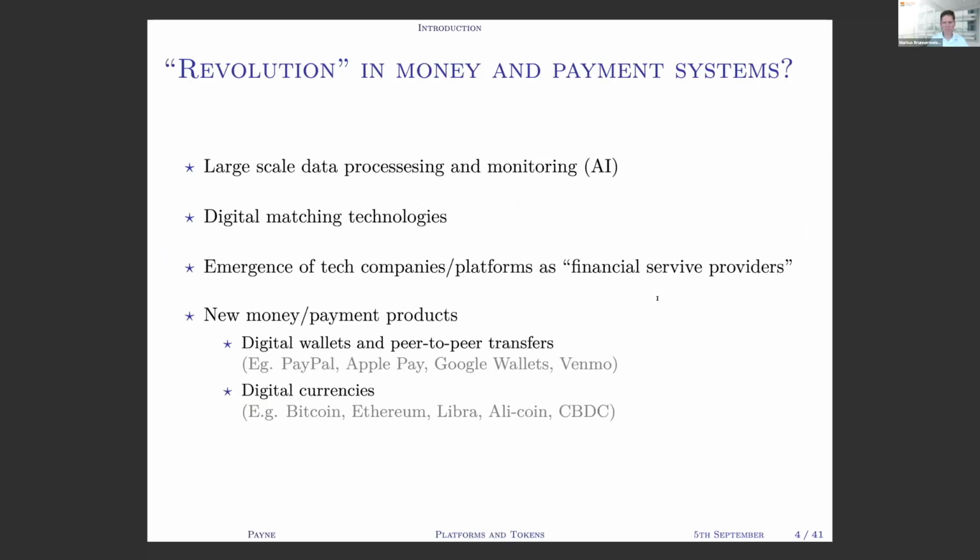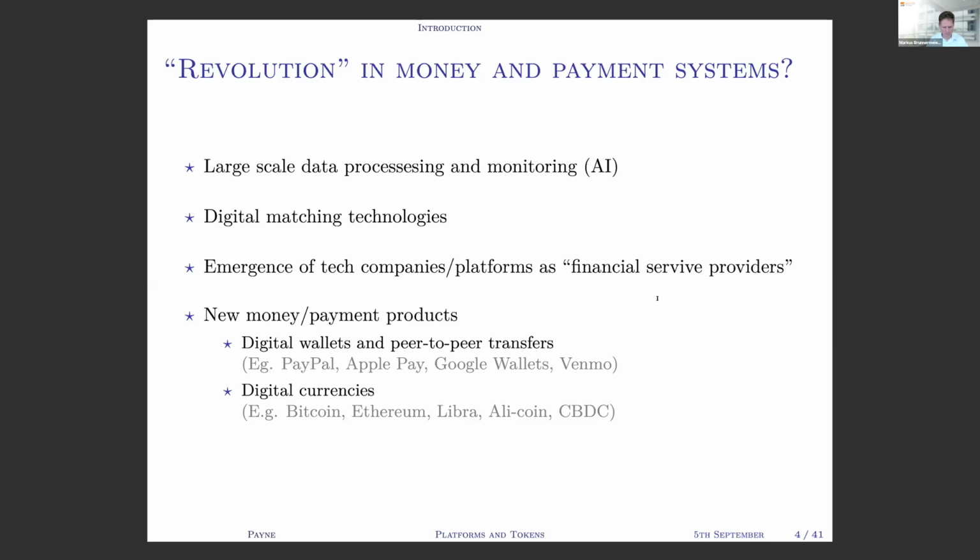I think it probably doesn't need too much introduction that there's been a lot of recent discussion about the possibility of digital currencies. In fact, now that I've started working on it, it's hard to open the newspaper and not see something on central bank digital currencies or some new kind of digital currency. The reason for all the discussion is there's a lot of feeling that there's a revolution going on in money and payment systems. This revolution has a number of elements. We see large-scale data processing and monitoring, or AI or machine learning, or whatever you want to call it, changing the ability to monitor people and to record data.